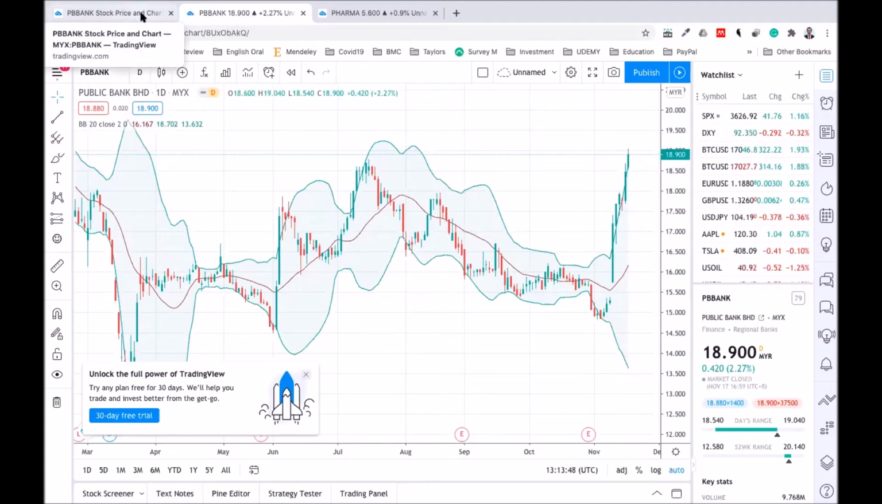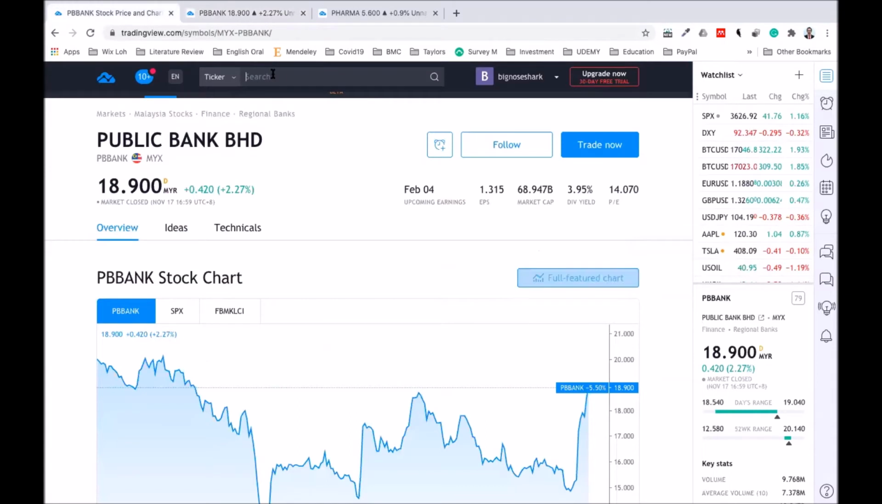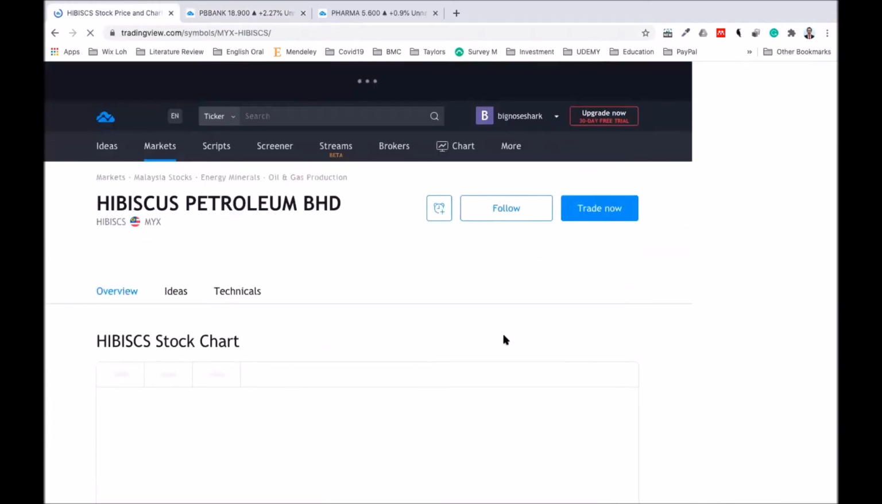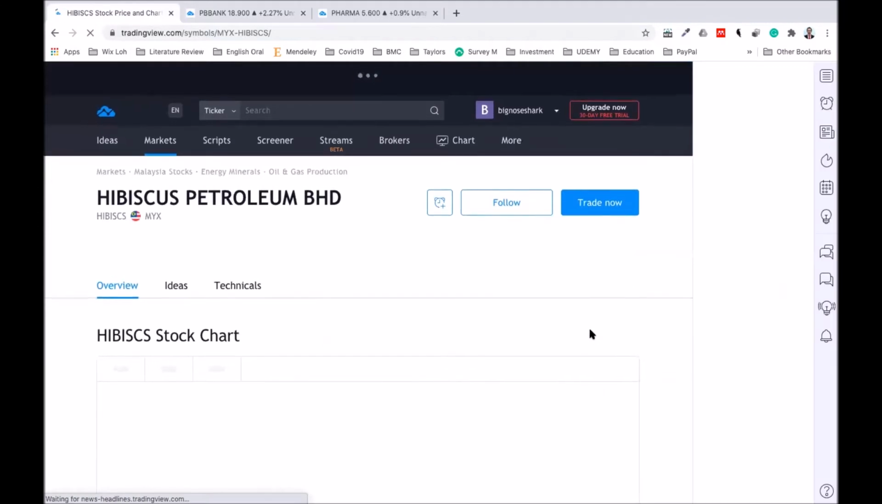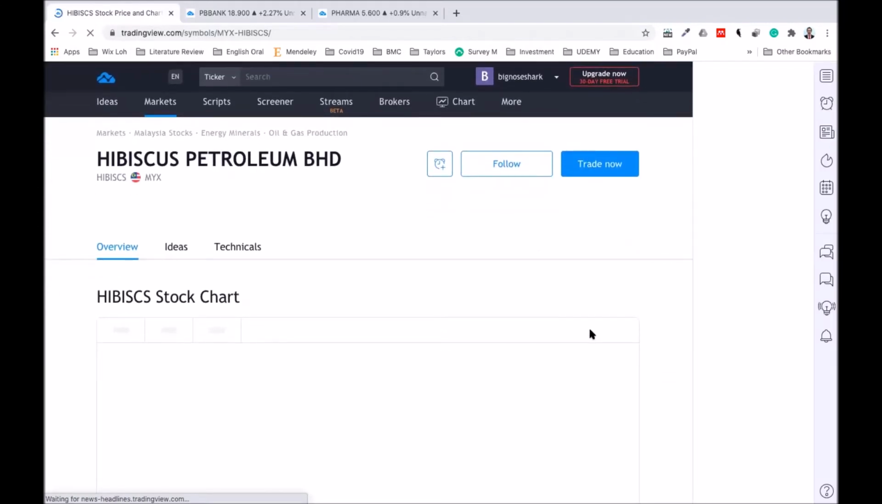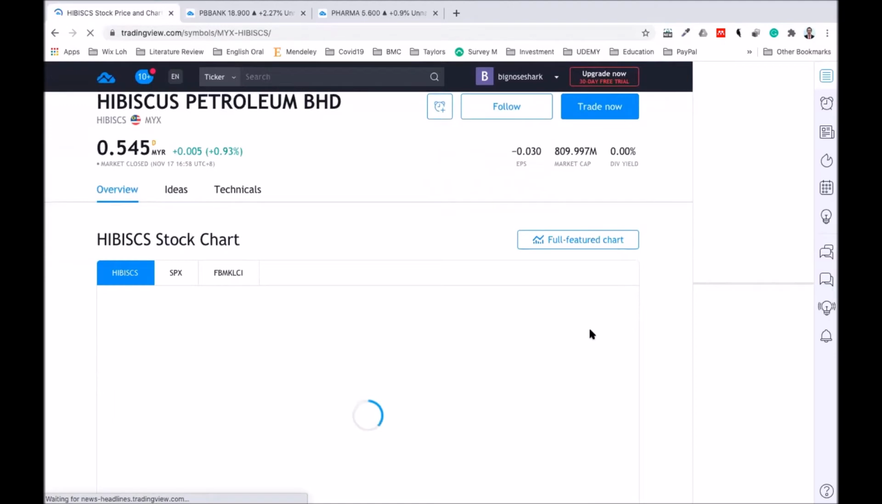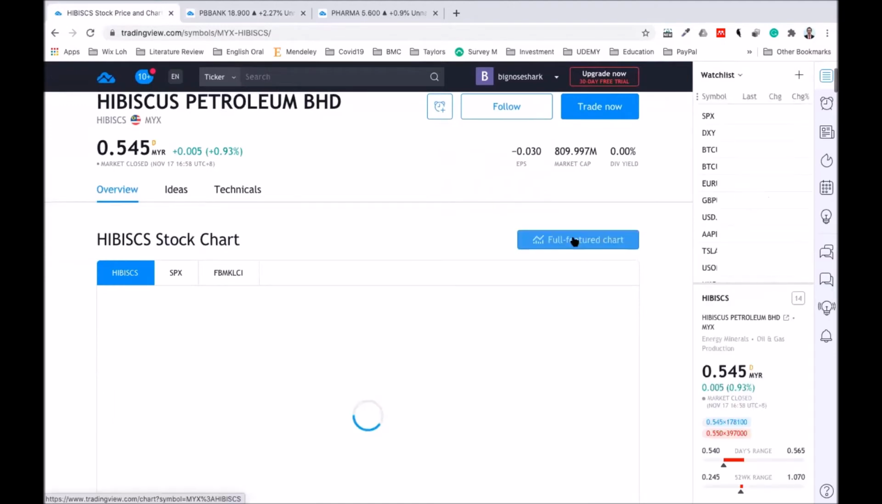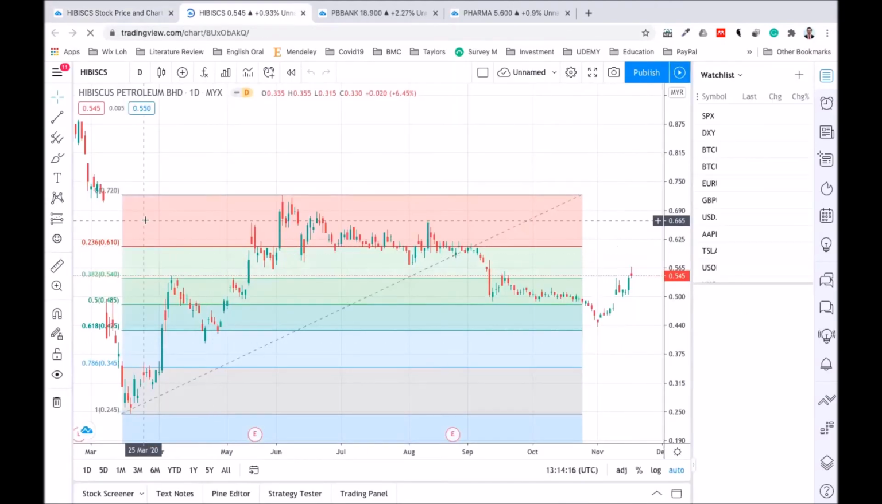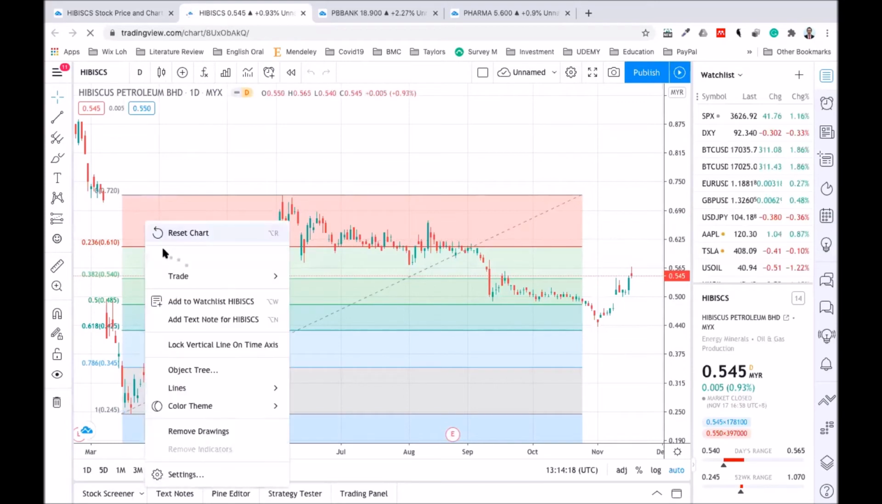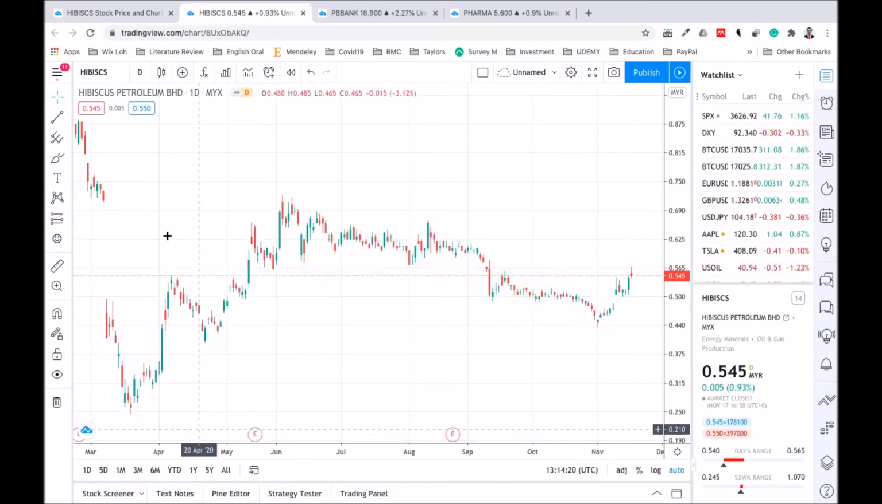Now look, another example for you is oil and gas. Hibiscus: now nobody is interested in oil and gas because Saudi Arabia in the Middle East has quite failed in controlling the oil price. So okay, let's delete this one first. Okay, this is Hibiscus. You log in using BB.